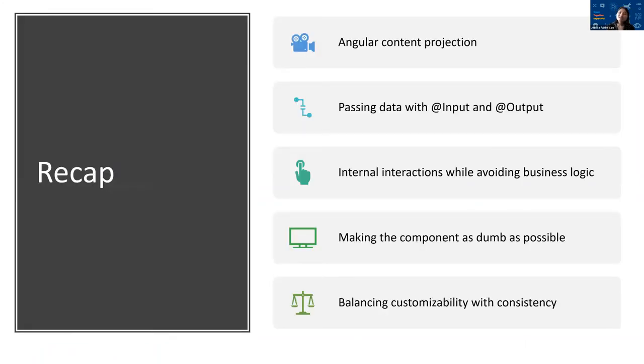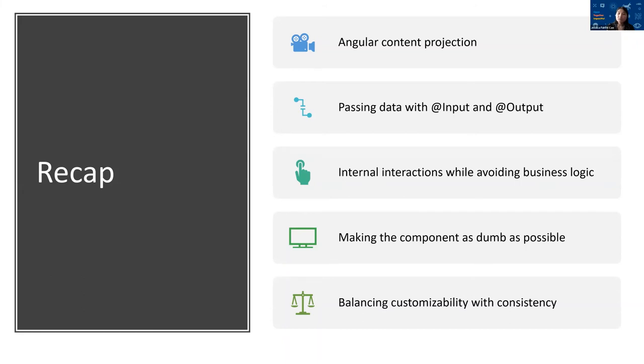To summarize what we've seen in all the previous examples, what have we done? We built a library with reusable components and templates. We used Angular content projection with custom HTML tags, attributes, and classes. We passed data between the parent and child components with input and output properties. This allows us to take care of handling internal interactions while avoiding getting tangled in complex business logic. So we can make the components as dumb as possible and they can be easily reused.